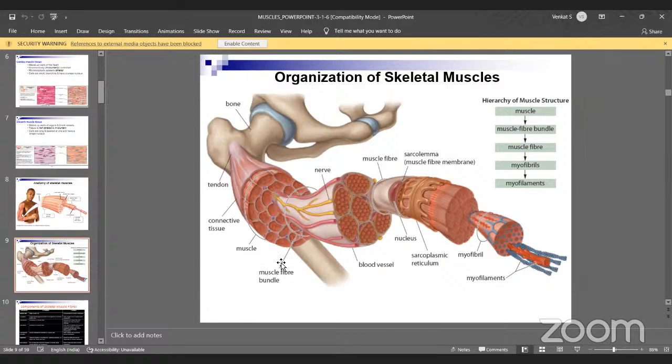Muscles have fiber bundles. This is the nerve attached to the muscle, because skeletal muscles have voluntary functions, and nerve impulses are communicated to the muscle for muscle contractions. Then sarcolemma, the muscle fiber membrane, with the nucleus. This is the complete set of blood vessels. The sarcoplasmic reticulum, microtubules, and myofilaments are in the skeletal muscles.